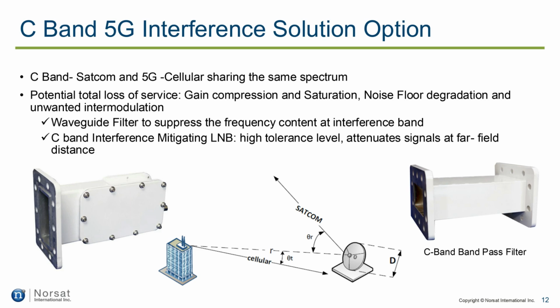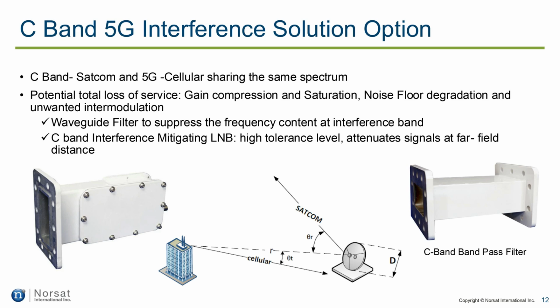To address these challenges, we have developed two key solutions. First, waveguide filter. This component is designed to suppress the frequency content at the interference band. By filtering out the unwanted signals, the waveguide filter ensures that only the desired frequencies are processed, reducing the risk of interference. Second, C-band interference mitigating LNB.